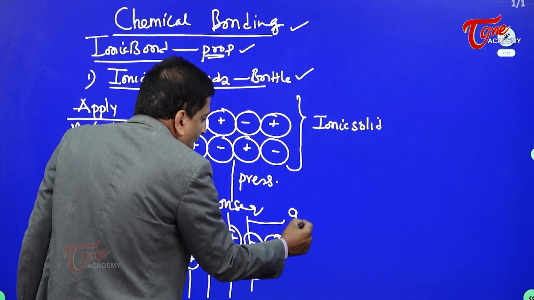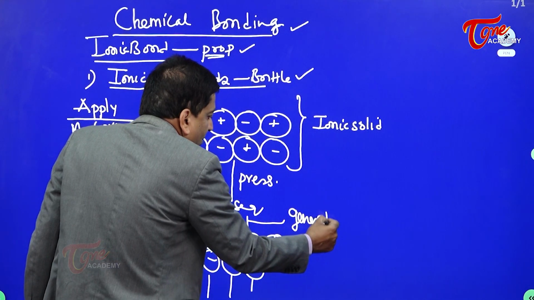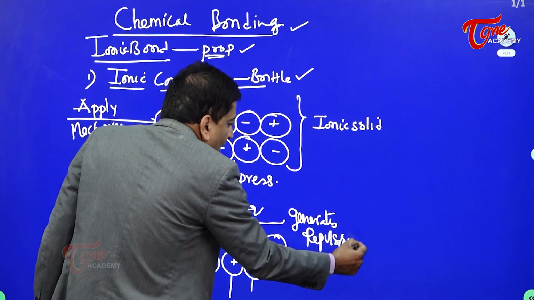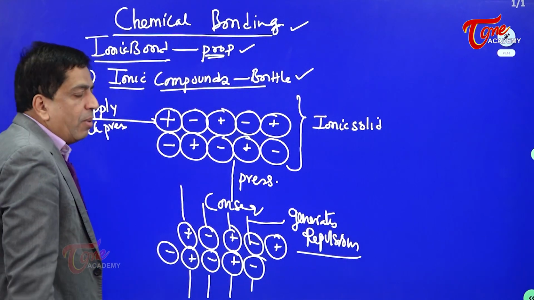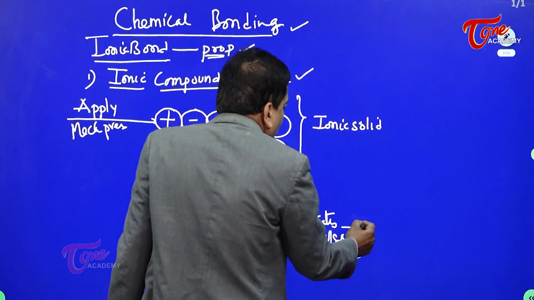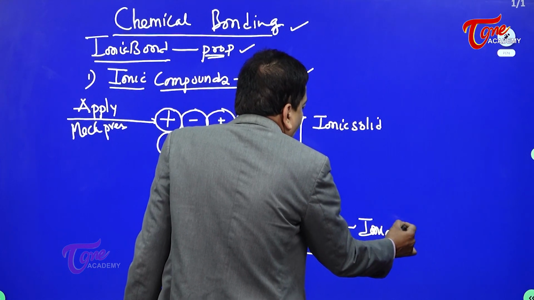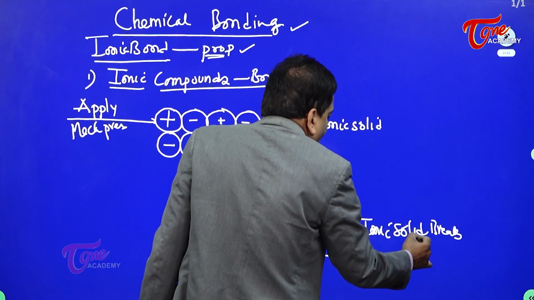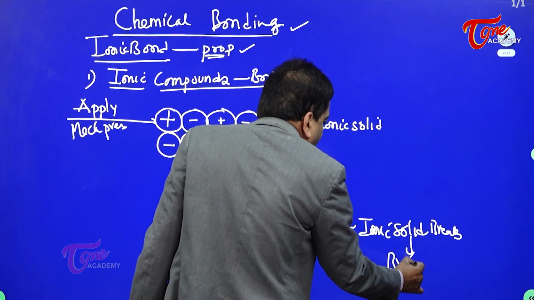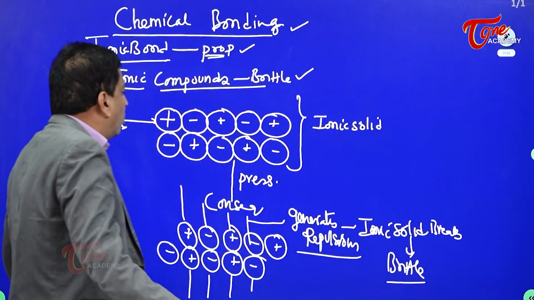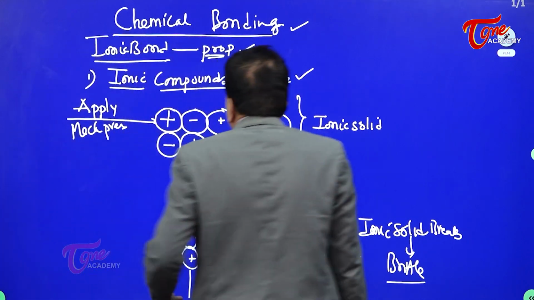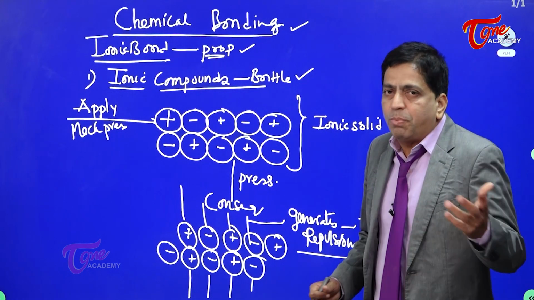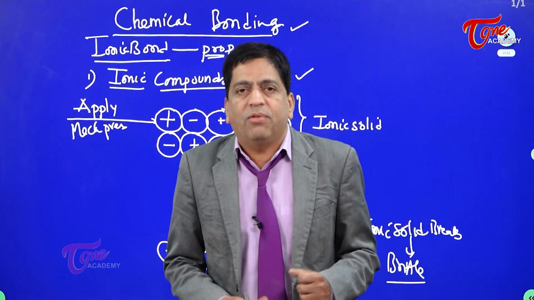It basically generates repulsions. It generates what? Repulsions, and then the ionic solid breaks. Then the ionic solid basically breaks, and that's why they are what? Brittle. That's how they are brittle. This is the best explanation we can give for why ionic compounds are brittle in spite of having strong electrostatic forces.